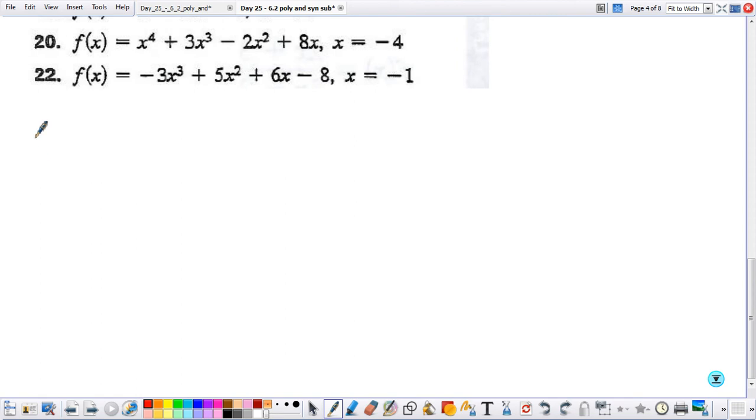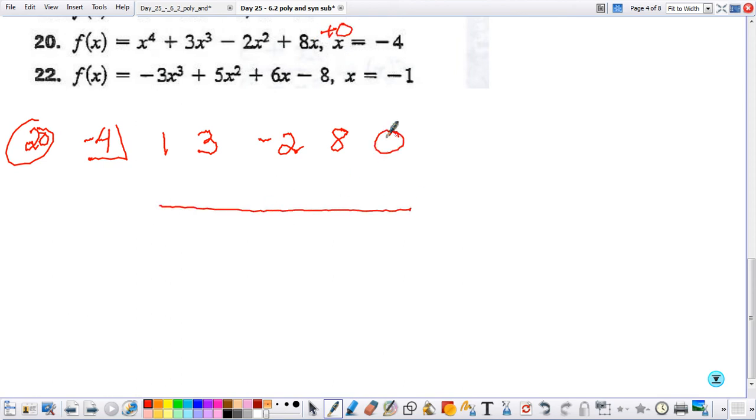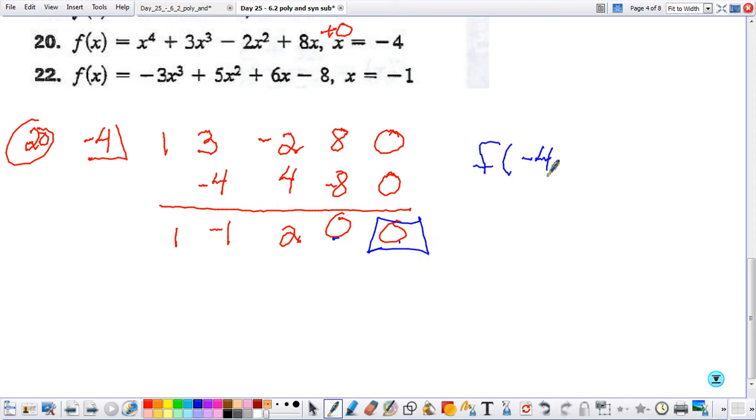So now check your answer to 20. Put negative 4 in the corner. All of the x's had coefficients, but there's no constant at the end. So you have to hold a 0 for the constant. If you didn't do this, your answer is not going to be right. Bring down the 1, multiply and add, multiply and add, multiply and add, multiply and add. Well now, in this case, it's a coincidence that this number and this number are the same. That won't always happen. You have to hold the spot for this 0.